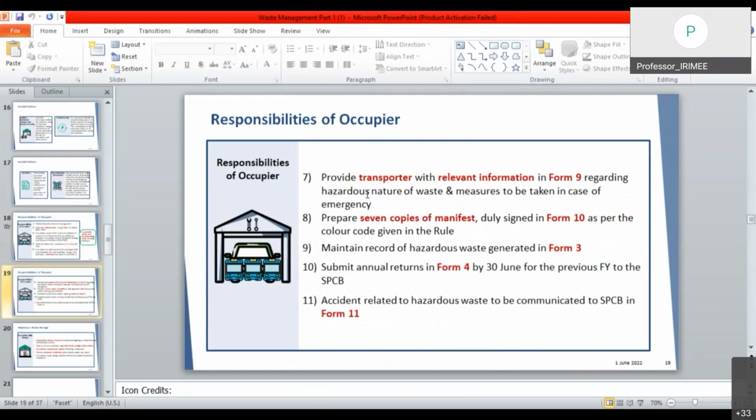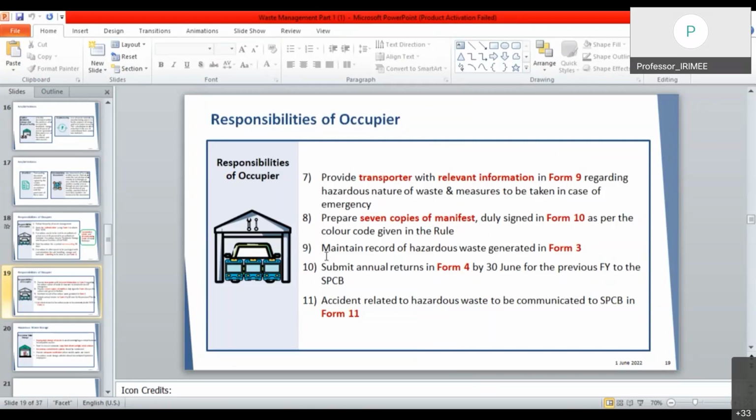Then provide the transporter with relevant information in Form 9 regarding the hazardous nature of the waste and measures to be taken in case of emergency. In the transport document given to the transporter, the occupier has to provide relevant information so that the transporter knows the hazardous nature of the waste and what measures are to be taken in case of emergency. Then prepare 7 copies of the manifest duly signed in Form 10 as per the color code given in the rules.